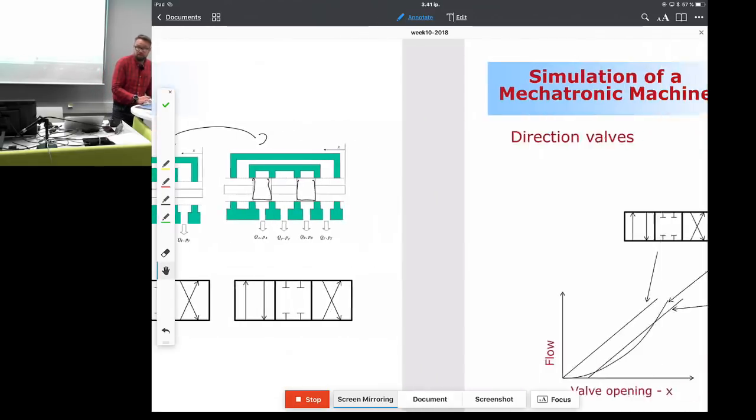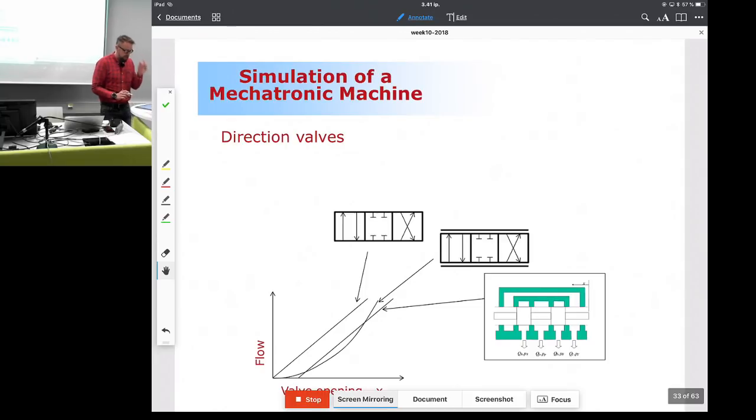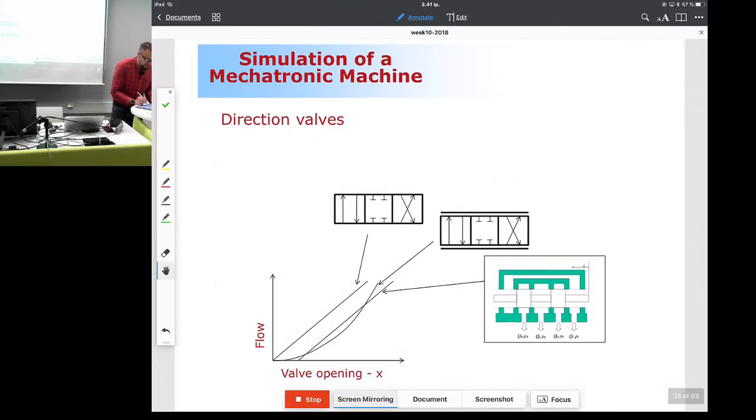Clear? Okay, so this is a characteristic curve that shows the valve opening. The x-axis here is the valve opening, that's the spool position, versus the flow at a certain pressure difference.